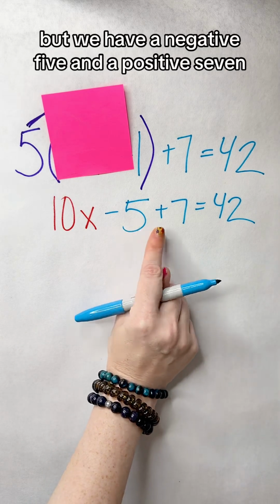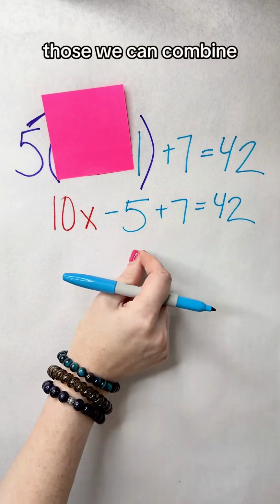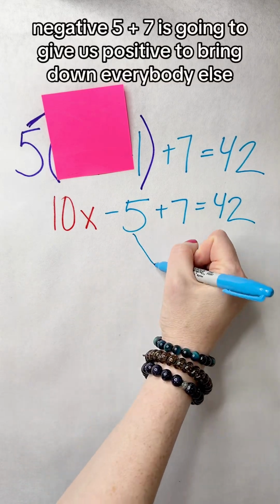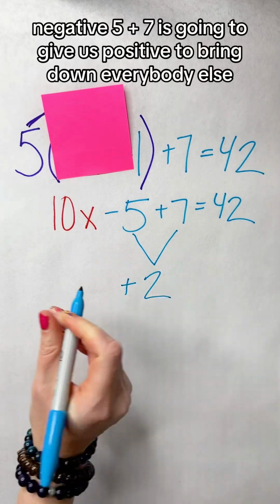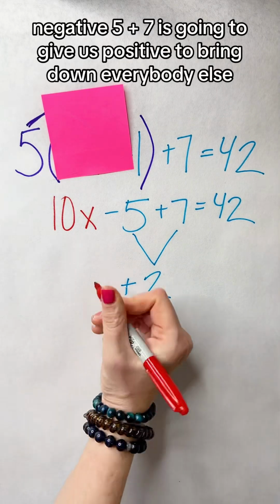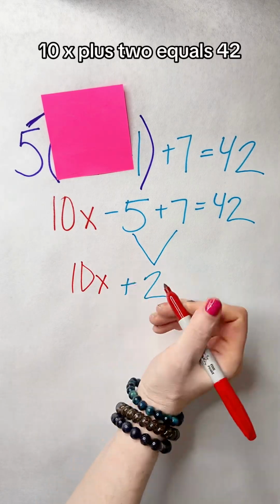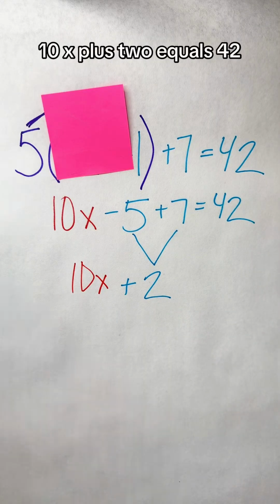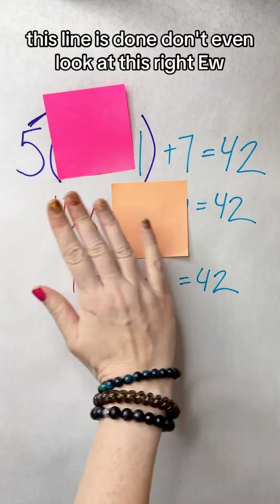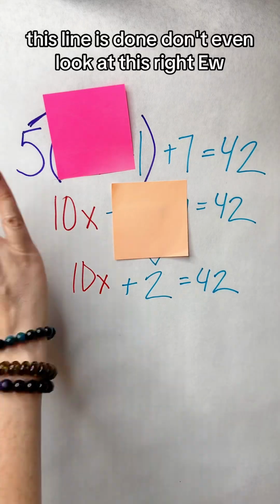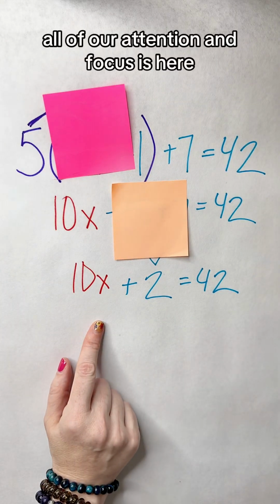But we have a negative 5 and a positive 7. Those we can combine. Negative 5 plus 7 is going to give us positive 2. Bring down everybody else. 10x plus 2 equals 42. This line is done. Don't even look at this, right? Ew. All of our attention and focus is here.